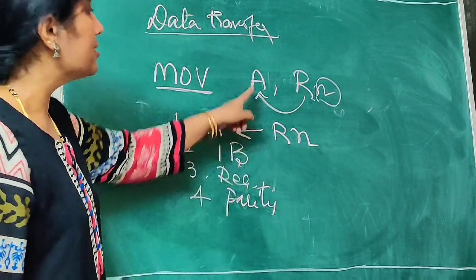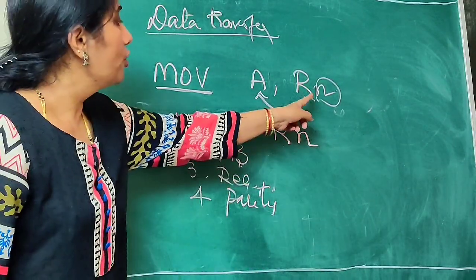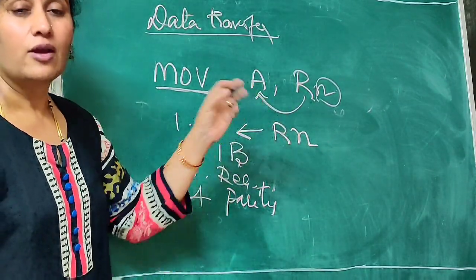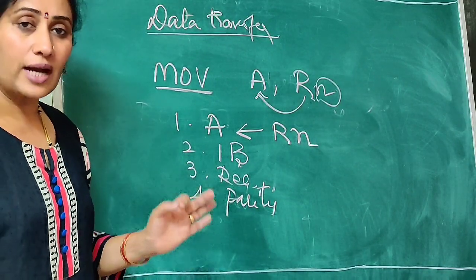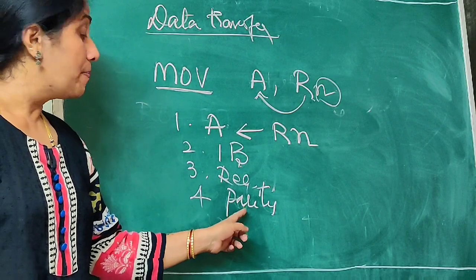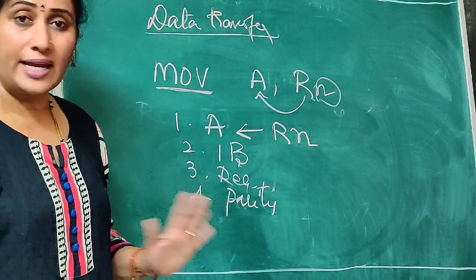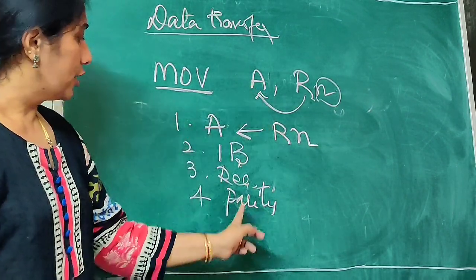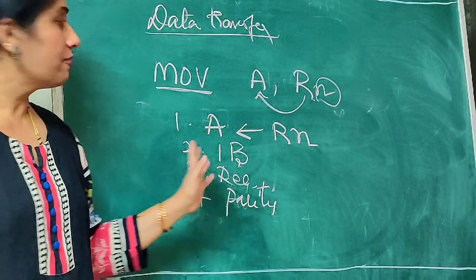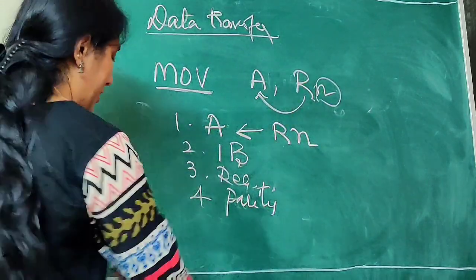This is the only flag which is going to get affected if I have loaded the data in the accumulator. Whenever I load the data in the accumulator, the parity flag is going to get affected. It is not going to perform any arithmetical operation. Only by loading the data in the accumulator, the parity flag is going to get affected. So this is going to be the meaning of MOV A, Rn.